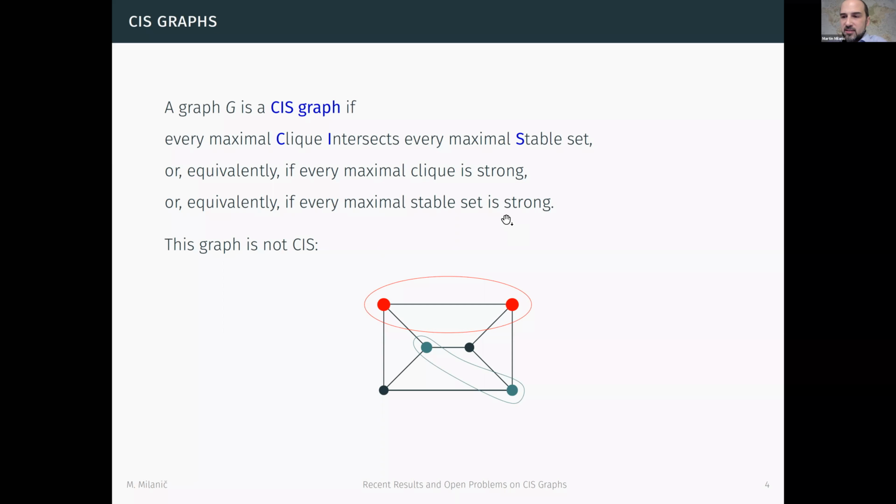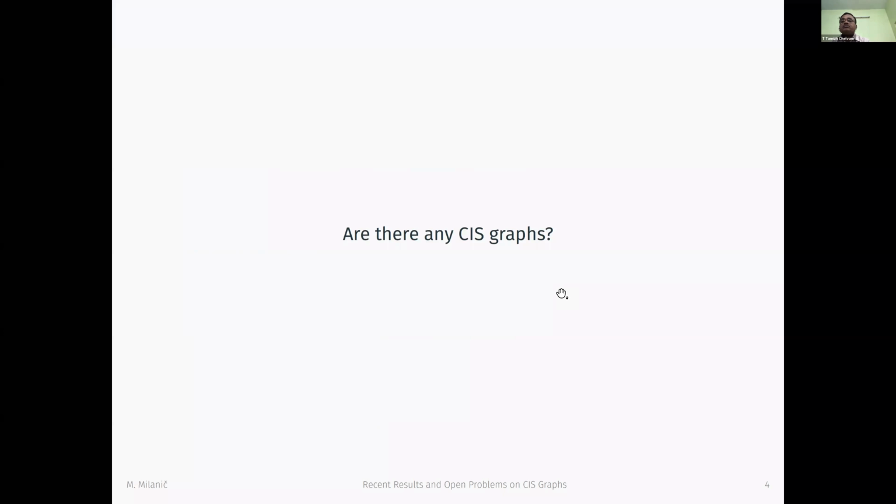And the graph we have just seen on the previous slide is not CIS because there is a disjoint pair of a maximal clique and a maximal stable set. So the first question which comes to mind, of course, is: are there any CIS graphs at all? And let's have a look at some examples.